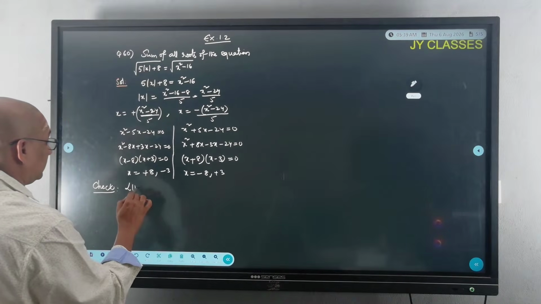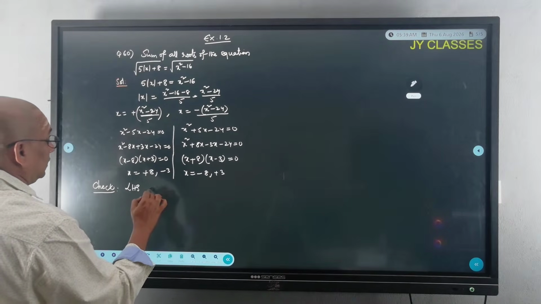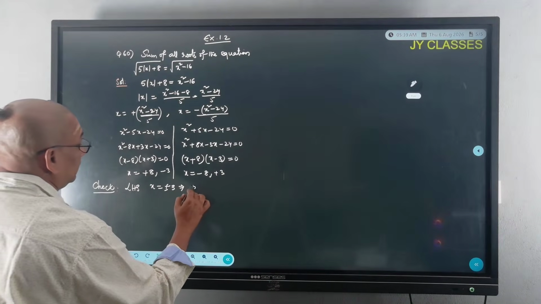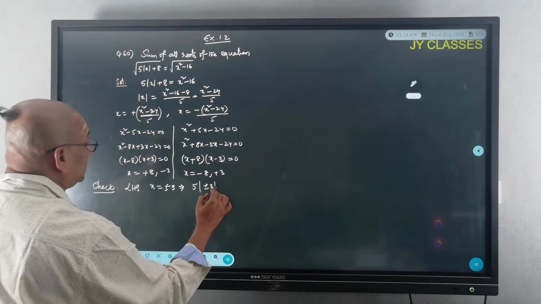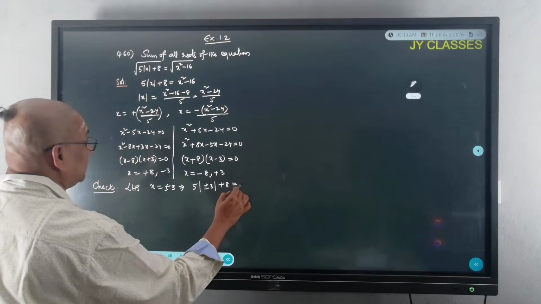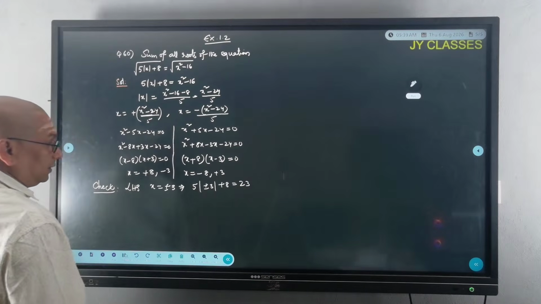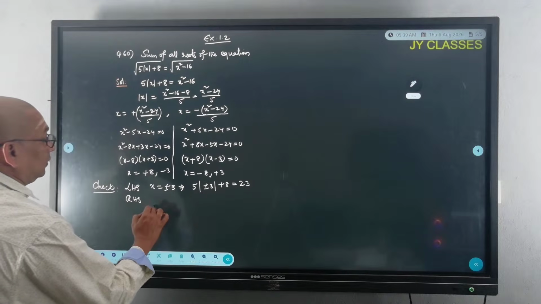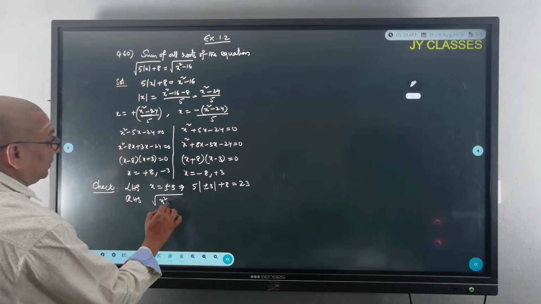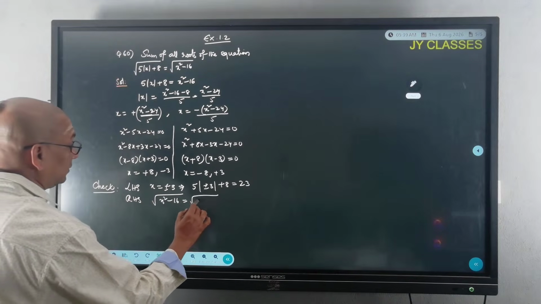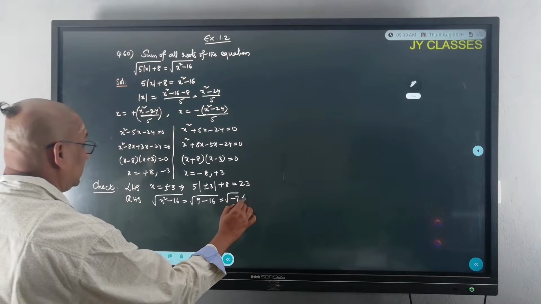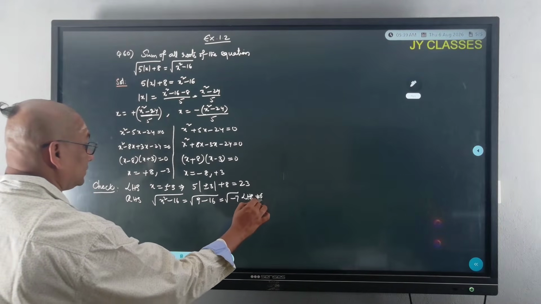LHS. x is equal to plus or minus 3. Then 5 mod plus or minus 3 plus 8 is equal to 23. RHS. Root over x square minus 16 is equal to root over 9 minus 16, root over minus 7. LHS not equal to RHS.